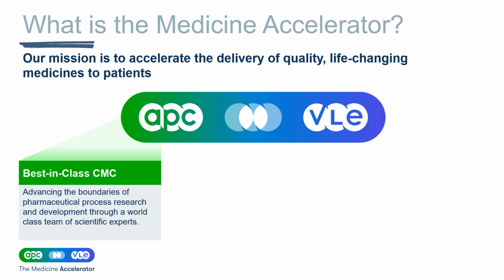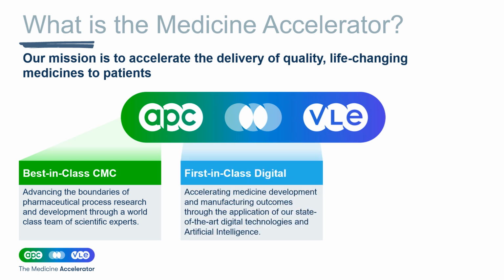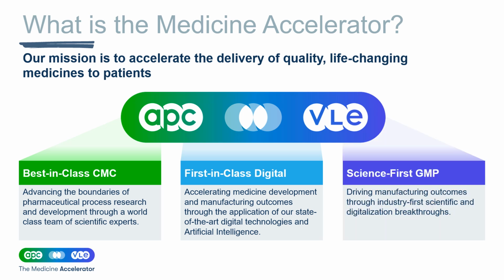Best-in-class science, advancing the boundaries of pharmaceutical process research and development through a world-class team of scientific experts. First-in-class digital, accelerating medicine development and manufacturing outcomes through the application of our state-of-the-art digital technologies and artificial intelligence. Science-first GMP manufacturing, driving manufacturing outcomes through industry-first scientific and digitalization breakthroughs.